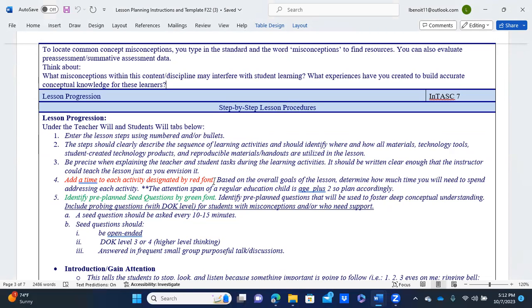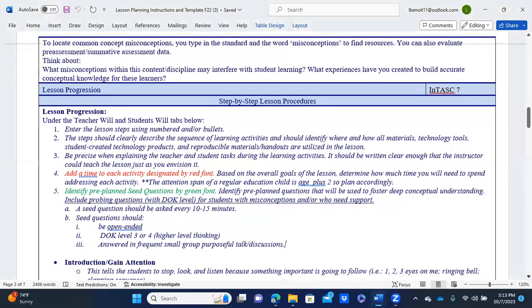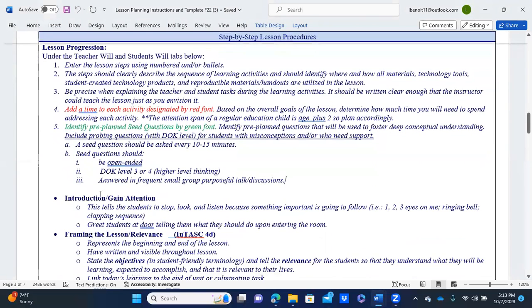So identify pre-planned seed questions by green font. Identify pre-planned questions that will be used to foster deep conceptual understanding. Include probing questions with DOK level for students with misconceptions and or who need support. A seed question should be asked every 10 to 15 minutes, okay? Seed questions should be open-ended, should be at least DOK 3 or 4, so higher level thinking, and answered in frequent, small group, purposeful talk and discussions, okay? So that's how you can tell what a seed question is, and they do need to be in green font.